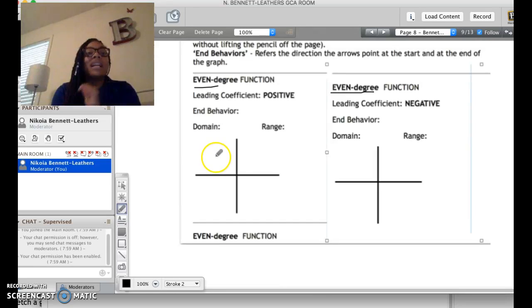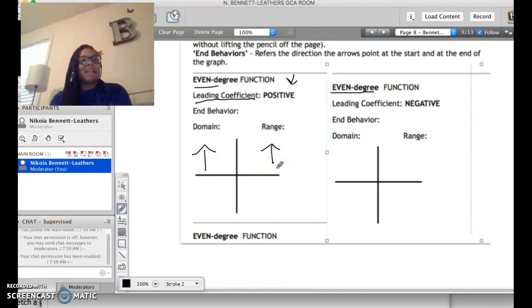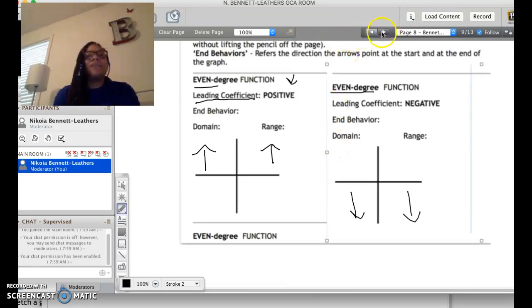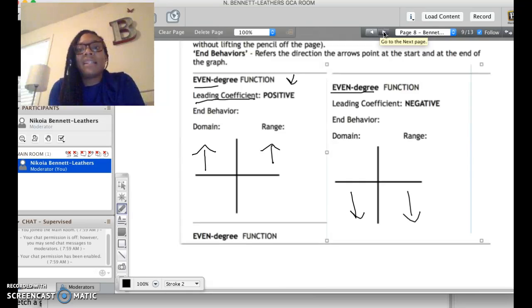Now, to determine the direction of the ends, we would look at the leading coefficient. If the leading coefficient was positive, we knew the ends would be going the same way and they would be pointing up and up on the left and the right side of the x-axis. If it was even degree and negative, they would be going the same way, but because it's negative, both ends would be pointing down, down. Now, I hope at this point you have your guided notes and you're filling this in so that you can be up to date and ready to go when we have our next lesson.